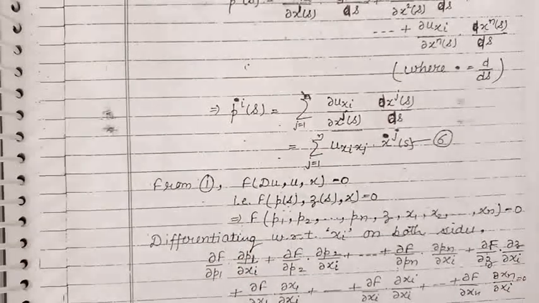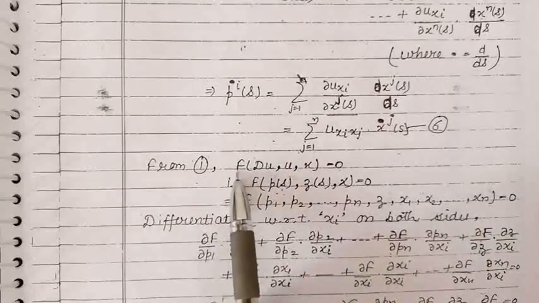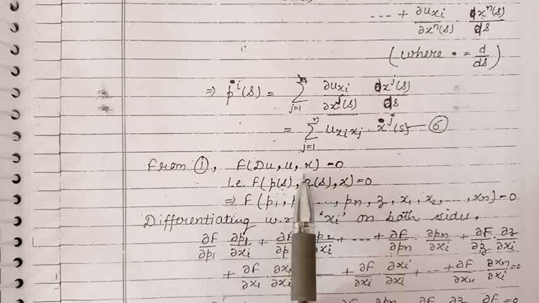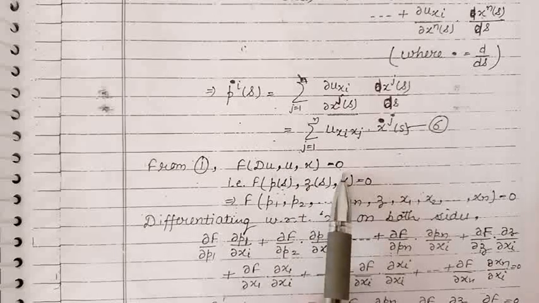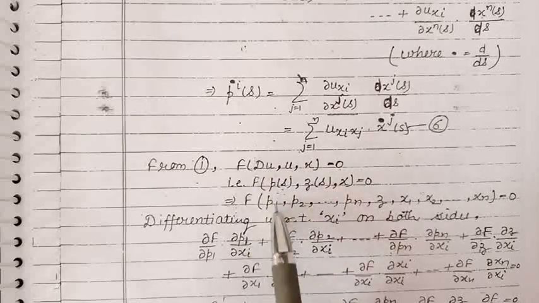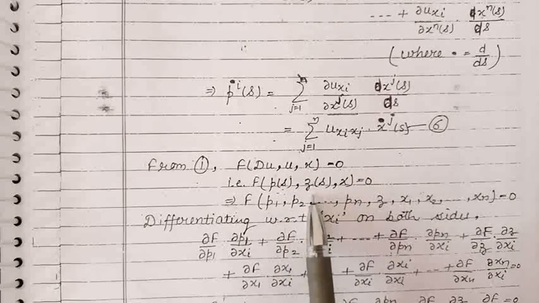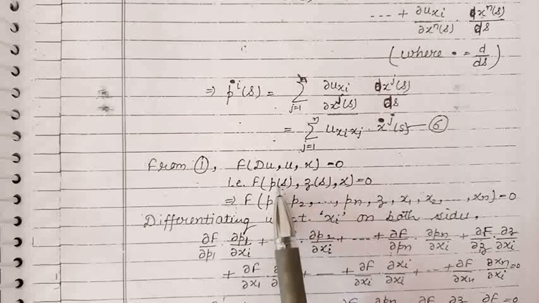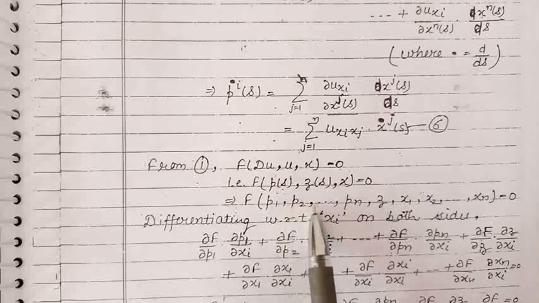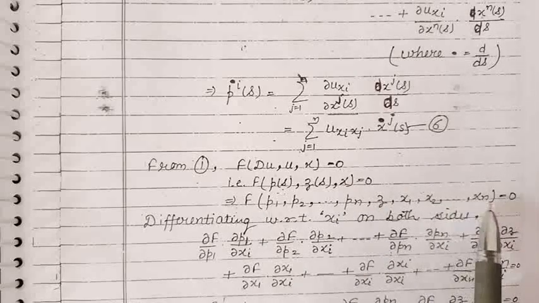Now from equation 1, we have F of Du, u and x is equal to 0. Let us substitute the values which we defined for the gradient of u and u. The gradient of u is defined to be p. The function u is defined to be z. And p has the components p1, p2, p3 up to pn. And x also has the components x1, x2, x3 up to xn.